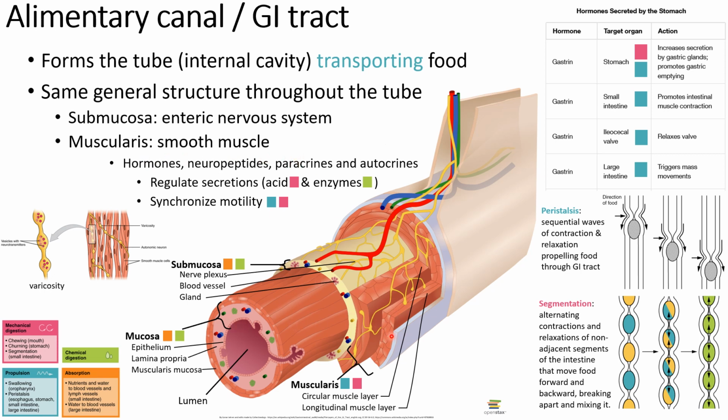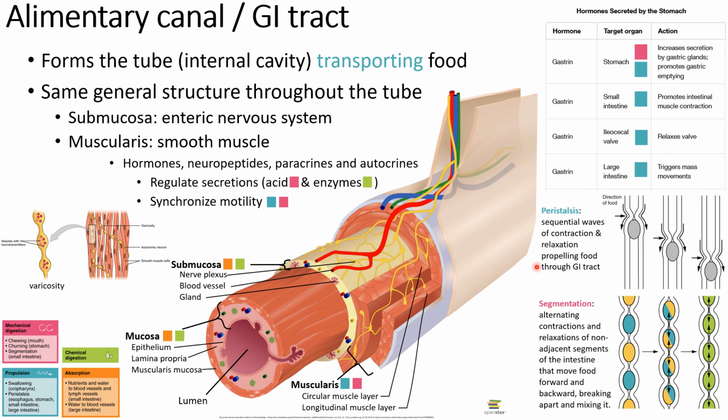This smooth muscle is innervated by these nerves right here. And you can see that there's two layers. There's a circular muscle layer and a longitudinal muscle layer. So one going around the tube and one going along the length of the tube. As these hormones and neuropeptides and paracrines are released, they'll regulate the muscle activity and synchronize the motility of this muscularis layer, and it will trigger different movements.